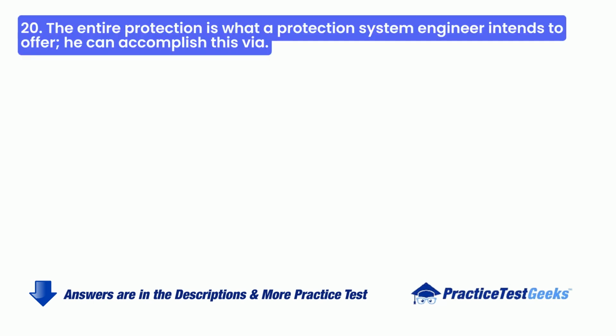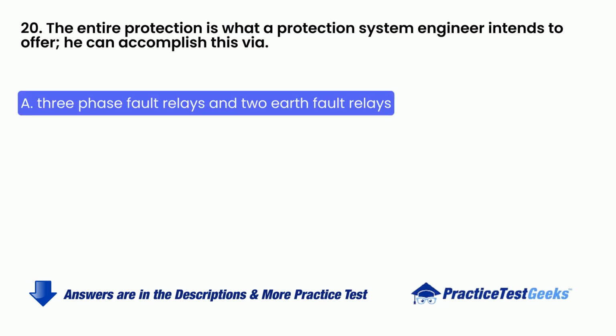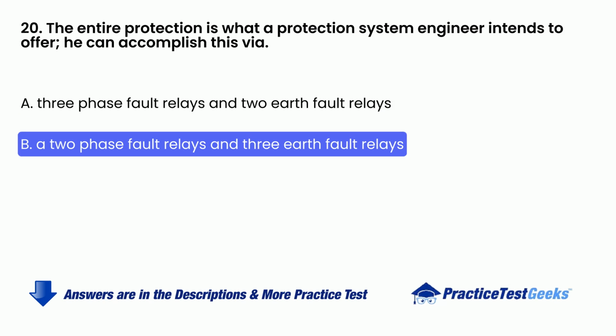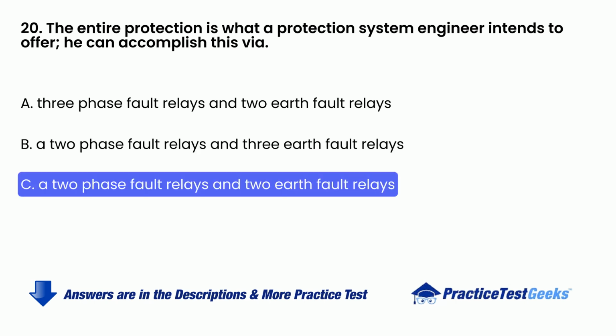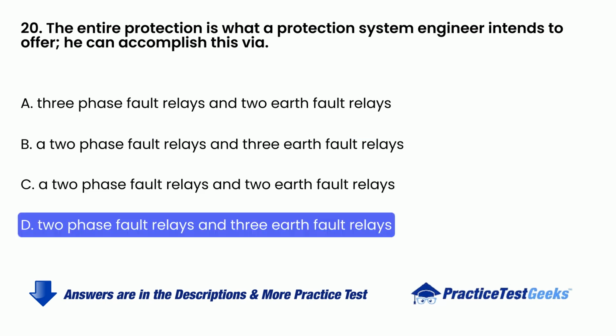The entire protection is what a protection system engineer intends to offer. He can accomplish this via: A. 3-phase fault relays and 2 earth fault relays. B. 2-phase fault relays and 3 earth fault relays. C. 2-phase fault relays and 2 earth fault relays. D. 2-phase fault relays and 3 earth fault relays.